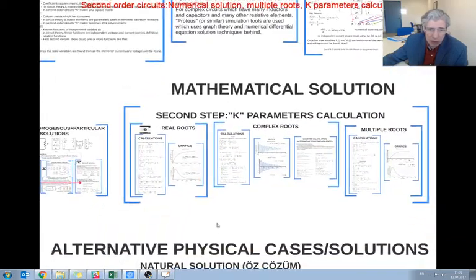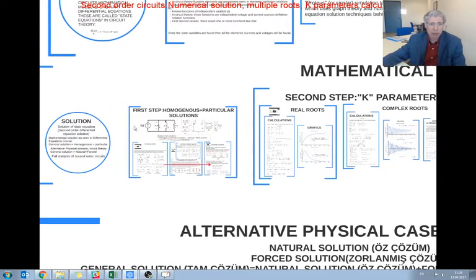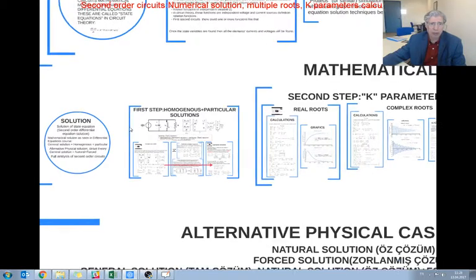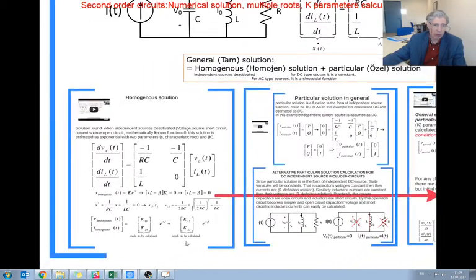So we said we could use the methods that we learned in the differential equation course. We call it the mathematical solution. How can you find the solution? You find the homogeneous solution first and the particular solution. The second step, add them up, you get the general solution. The difference between first order and second order is that in the homogeneous solution, we have 4 parameters that need to be calculated by using the initial conditions. But since it is second order, there are just 2 initial conditions. So 4 unknowns, these k unknowns here, and 2 knowns related to initial conditions.